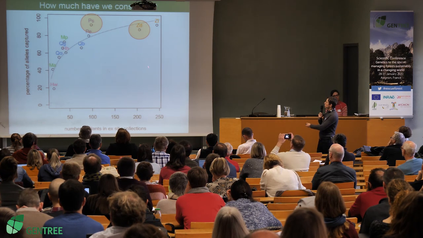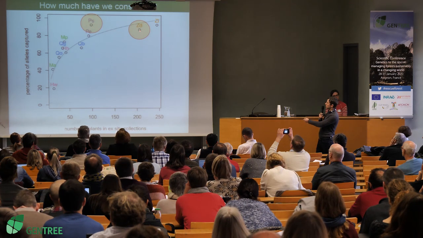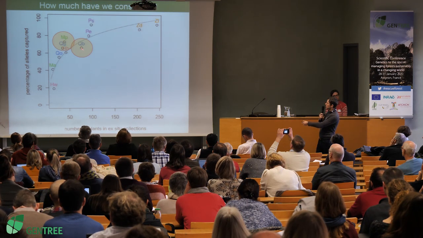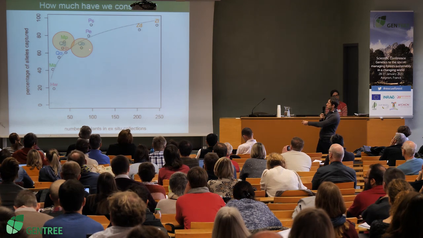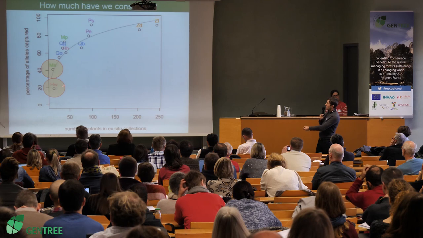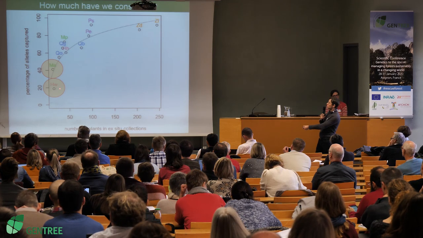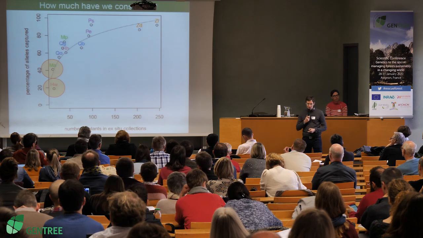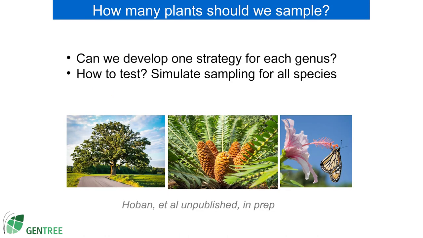This species has more than twice the number of samples as this species, but actually less genetic diversity. Here, more than twice the number of samples as this species, but less genetic diversity. And this species, the same number of samples, but this one has more than twice as much genetic diversity. So this shows us that perhaps we can work a little bit on the design of our collections to improve them, which is the next question I want to talk about.